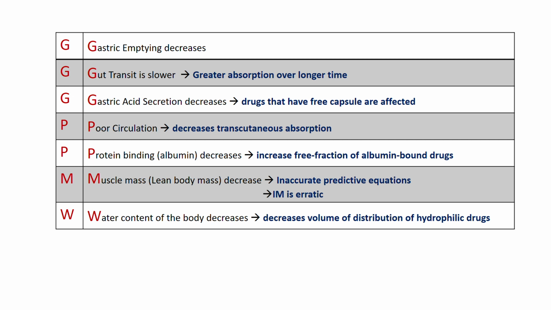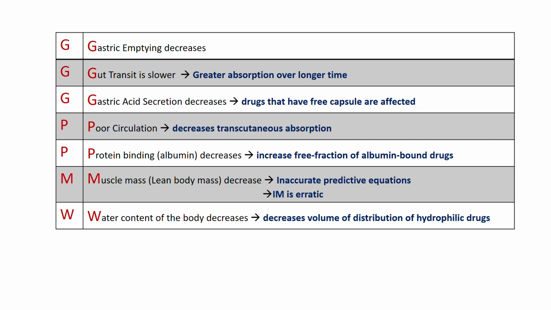We also have to note that the gastric acid secretion, although it's decreased physiologically in the elderly, also patients who are elderly are frequently taking proton pump inhibitors, which further dysregulates gastric acid secretion. Let's start with the P's. First P is poor circulation, which means there will be decreased transcutaneous absorption, and the second P is protein binding or albumin, which decreases. When albumin decreases, there will be increased free fraction of albumin-bound drugs, which means that there might be increased toxicity by certain drugs.